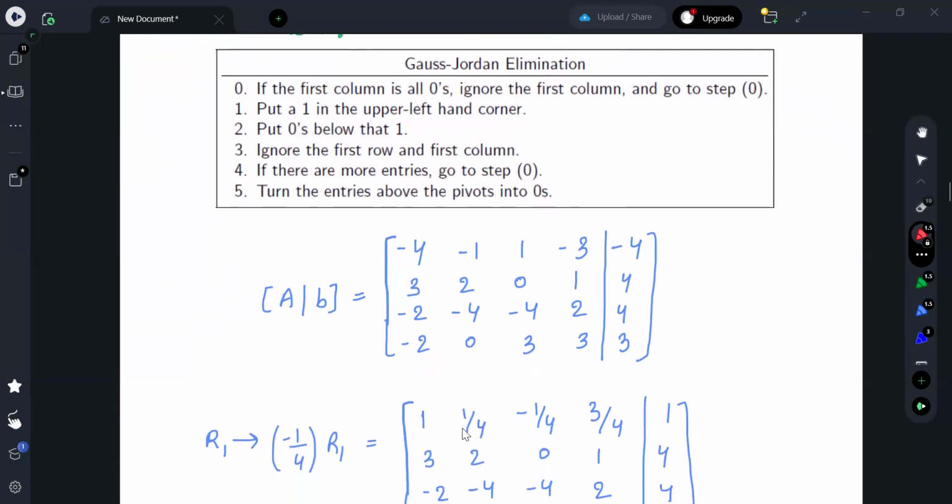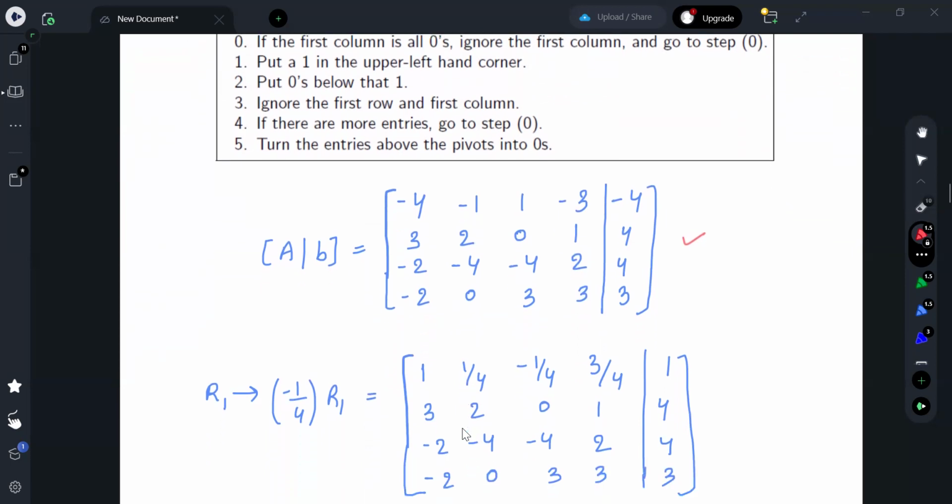Now, I first construct the augmented matrix, as you can see here. And these are the coefficients. This is the right-hand side, the constants. Now, I begin with the first entry, the upper left entry of my matrix. This is a non-zero entry, but this is not 1. So what do I need to do to make this entry a 1? I need to multiply row 1 by negative 1 by 4. And that gives me the desired outcome.